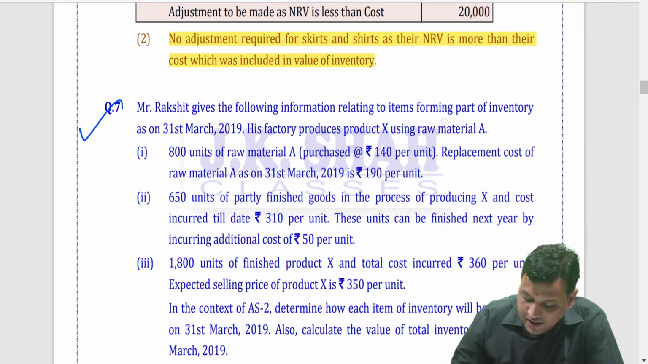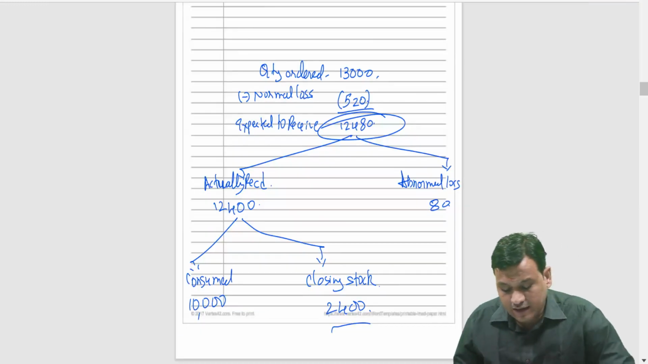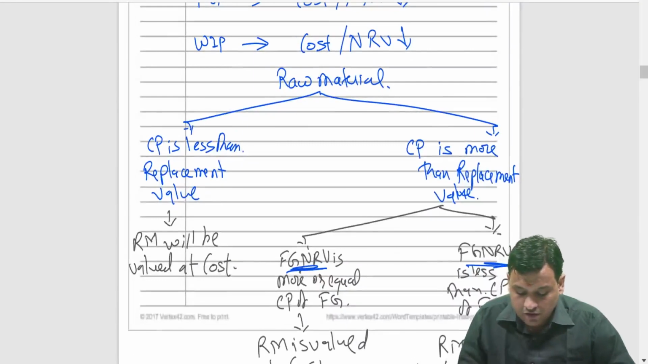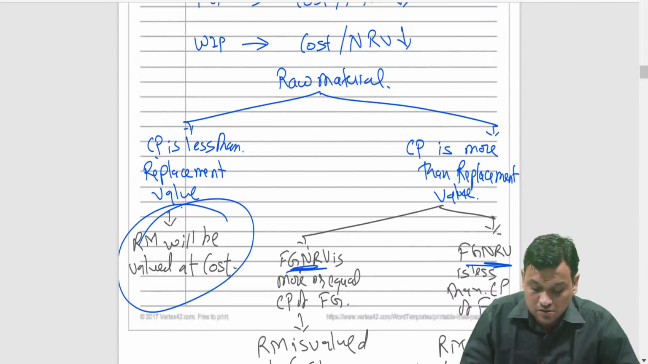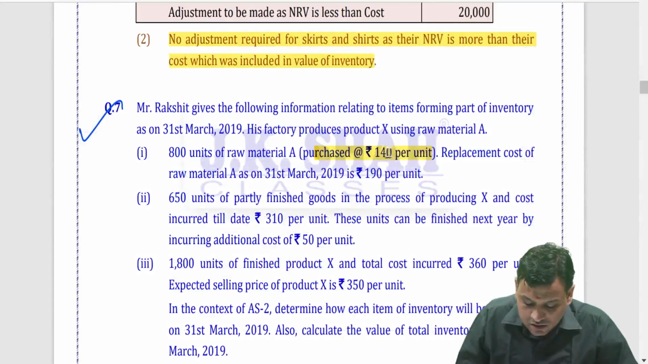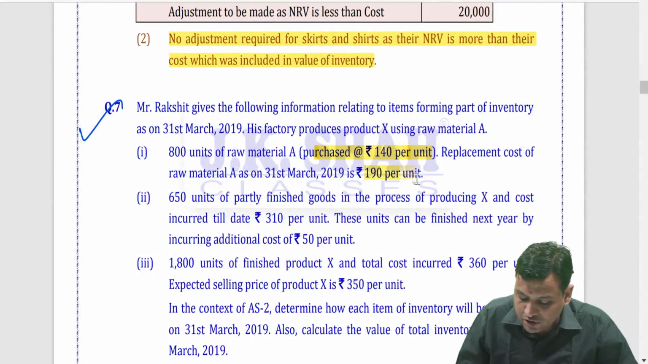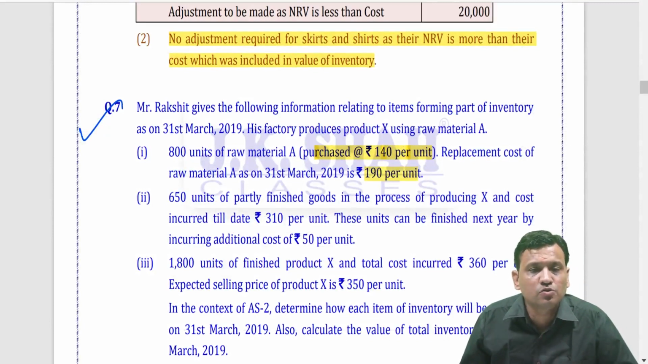Now, my dear students, can I say it should be valued at 140 only? See, we learned this only, na? That if cost price is less than replacement value, raw material will be valued at cost. Now, here what is the cost price? 140. Replacement value is how much? 190. So it will be valued at cost. So no worry, 800 into 140.